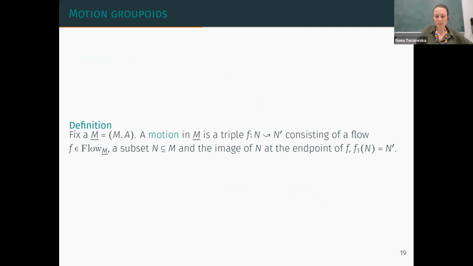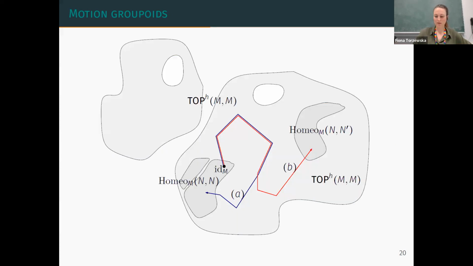And so then what does it mean to be a motion? So we obtain a motion by taking a flow and then considering a subset of our manifold. So a motion in M is a triple consisting of a flow F, a subset N of our manifold, and then N prime is just the image at the end point of the flow of N. So I'll give a picture first, and then I'll give another picture that hopefully will make things a bit clearer.